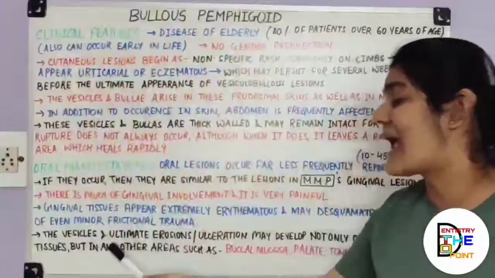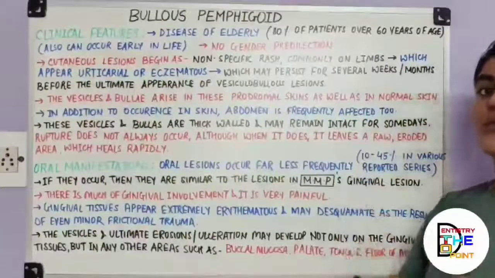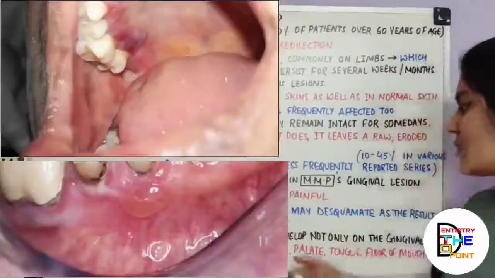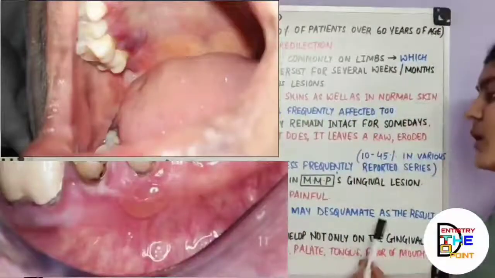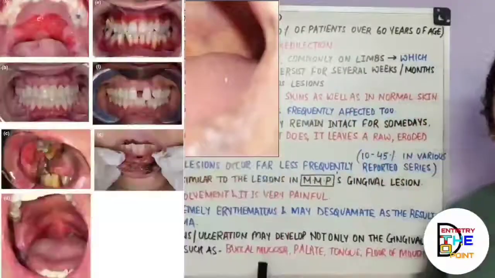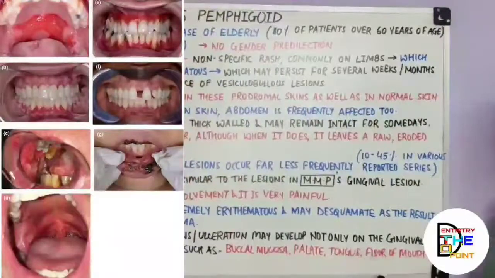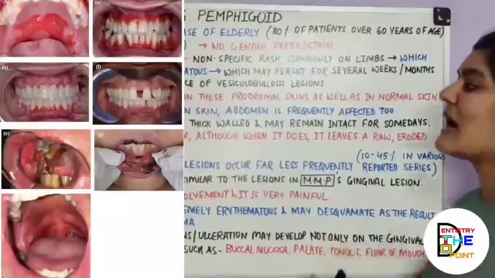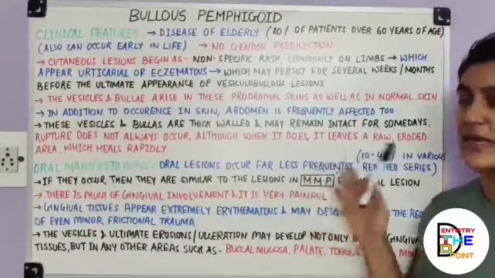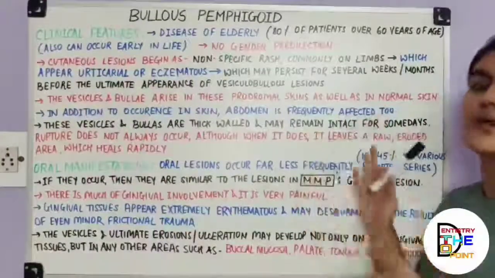The vesicles and ultimate erosions: they are going to start as vesicles, which are going to become erosions or ulcerations or bullae. They may develop not only on the gingival tissues but in other places also, such as your buccal mucosa, tongue, palate, and floor of the mouth. So these are the oral manifestations, which are rare, and these are the clinical features. Combined, these are the total of your clinical features.